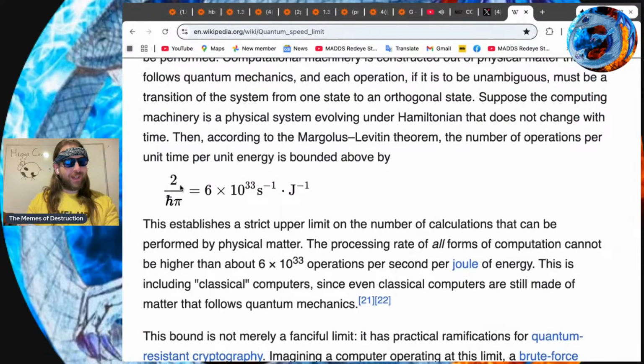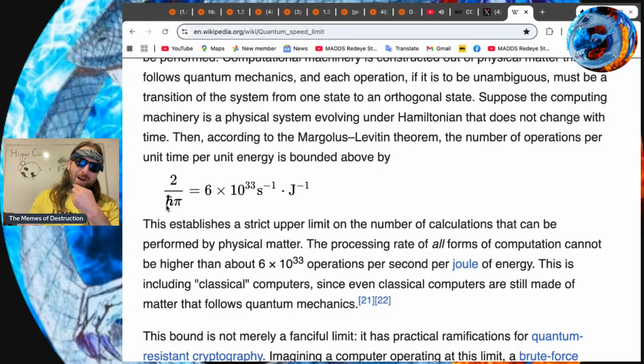So I just look at this and I'm like, 2 divided by hbar. When I write this out, I prefer doing it as 4 divided by Planck's constant. Because if it's 4, we're just 2 times 2, and then times 2 goes to 2 pi. So that equals Planck's constant.